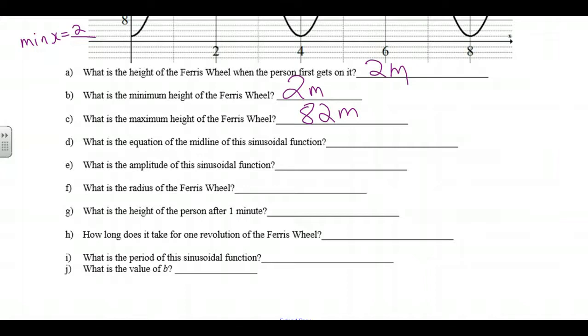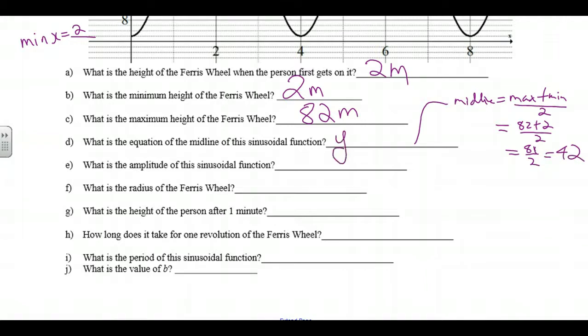So we need the average of these two numbers, right? So midline is equal to max plus min over 2, which is 82 plus 2 over 2, which is 84 over 2, which is 42. So the equation of the midline is y equals 42 meters, and the value of d is equal to 42, right?